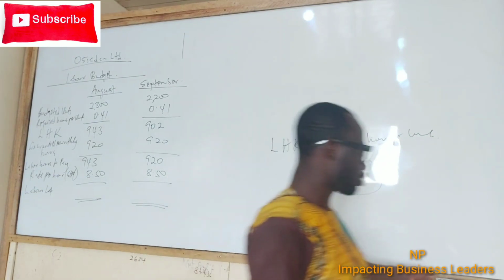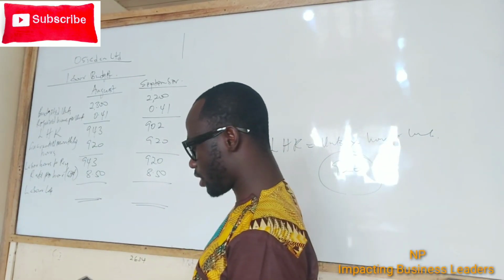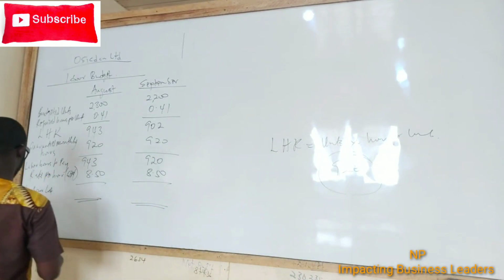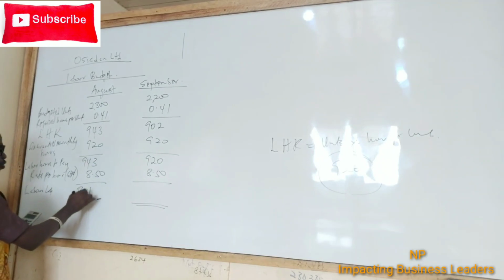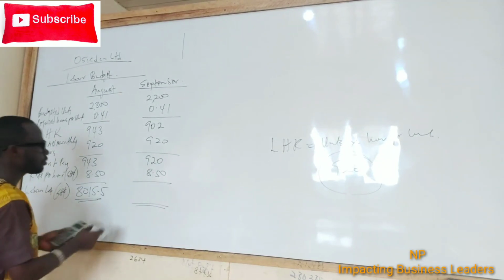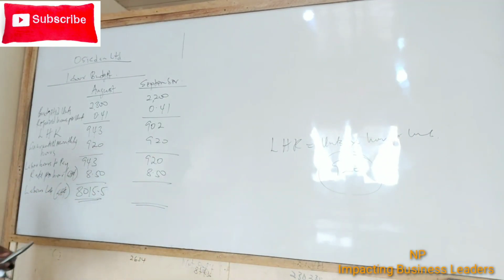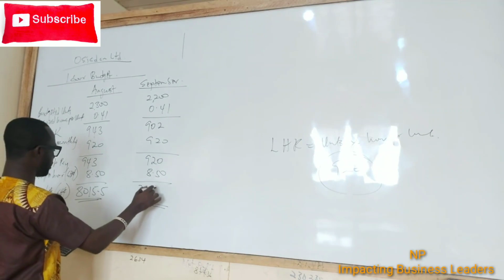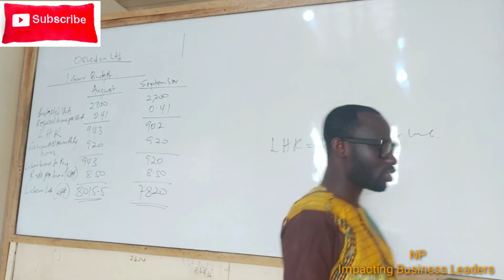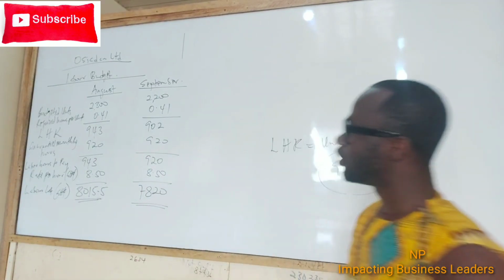So let me grab my Casio here. 943 times 8.5. That gives us 8015.5 Ghana cedis. And then 920 by 8.5, still at 7820. So that is the answer to the question for this one in relation to that.